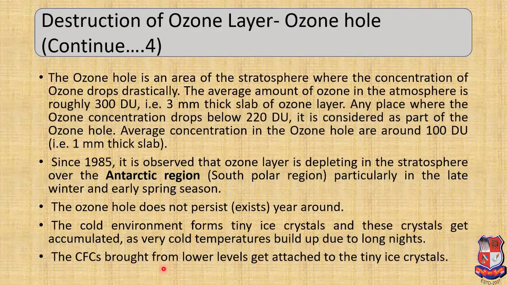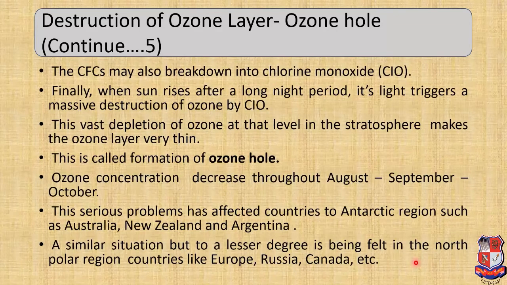The CFC brought from lower levels gets attached to these tiny ice crystals. This CFC may also break down into chlorine monoxide. Finally, when the sun rises after a long night period, its light triggers a massive destruction of ozone by the formed chlorine monoxide. This vast depletion of ozone at that level in the stratosphere makes the ozone layer very thin. This is called the formation of the ozone hole.